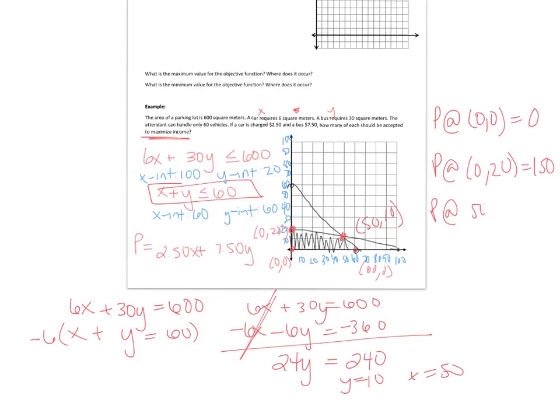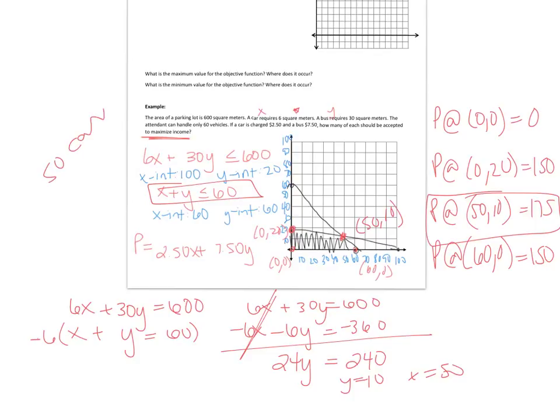My profit at (50, 10), that's 250 times 50 plus 750 times 10, so $175. And then my profit at (60, 0) is 250 times 60, so $150. So what's giving me my maximized income? Well, 50 cars and 10 buses would do that. And so that's going to be my answer.